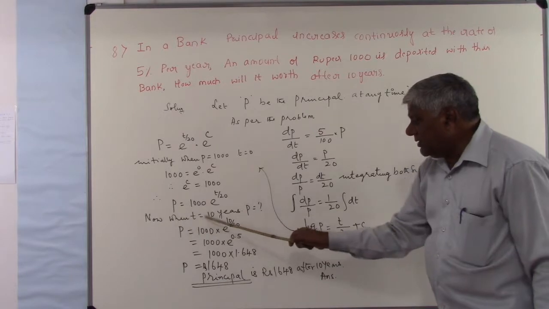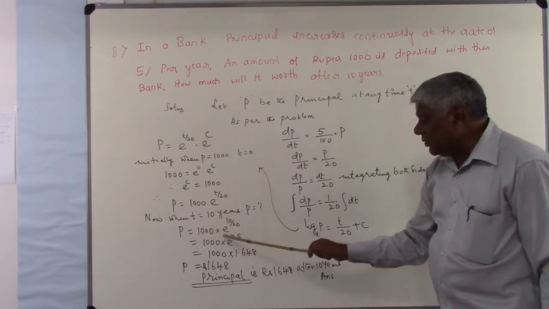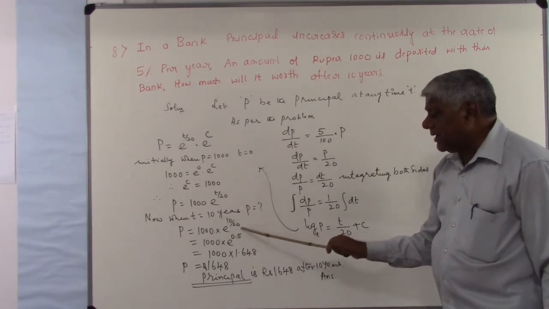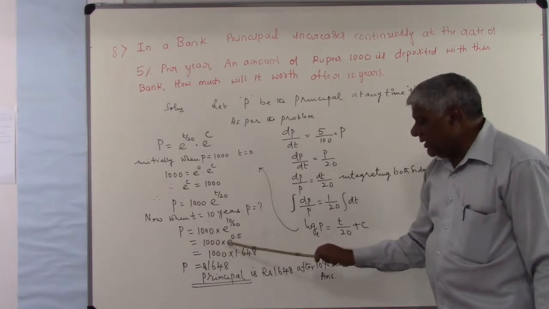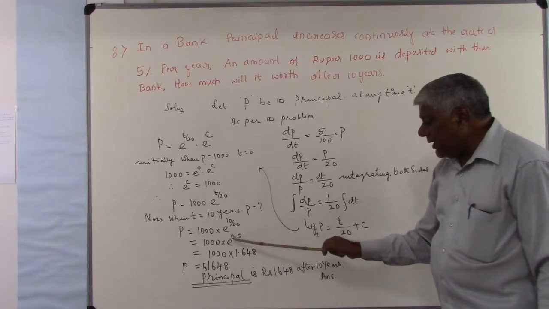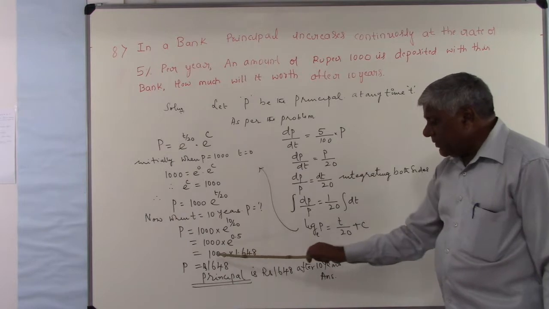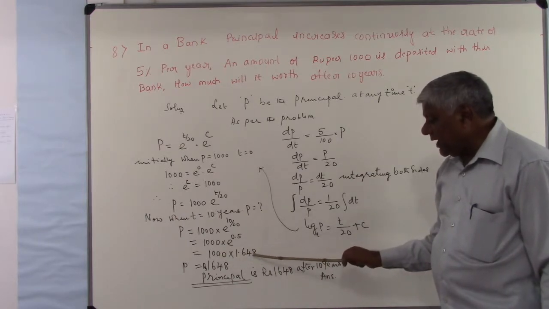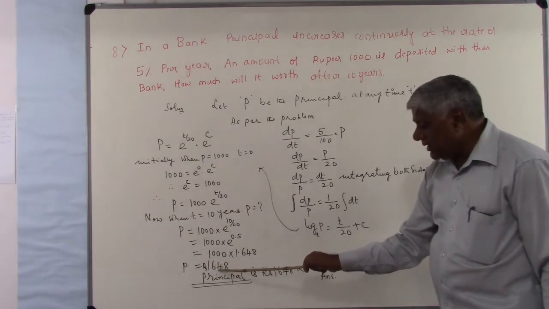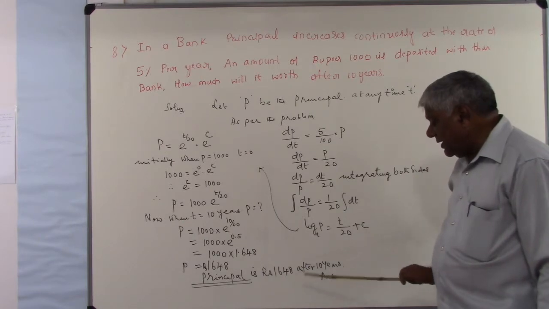Now when t is equal to 10 years, we have to find out the principal. So P is equal to 1000 into e to the power of 10 by 20. That is 1000 into e to the power of 0.5. But e to the power of 0.5 is 1.648. Therefore 1000 into 1.648 will give you the principal after 10 years, which is 1648 rupees. So the principal is rupees 1648 after 10 years.